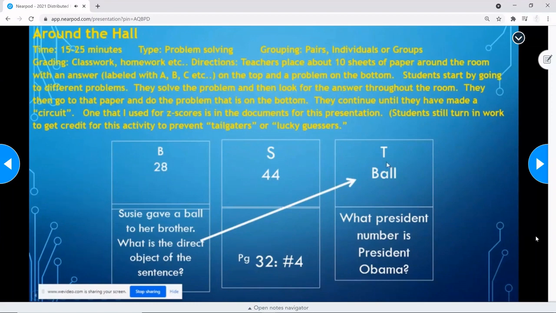So on their paper, they're going to write down the letter T, and then they're going to now solve this problem. What president number is President Obama? They recognize that he was the 44th president. Then they will walk to this sheet. They will then do this problem here. They'll come up with the answer, and then they'll go to the letter B. And so this is just very simple on how to do 3 problems. Typically, I do 10 problems.